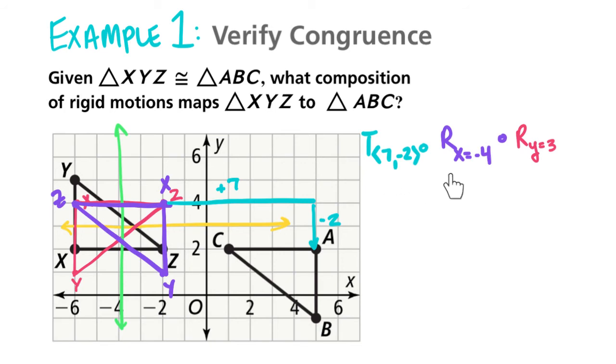So this would be one possible composition of rigid motions that would map triangle XYZ to triangle ABC. I guess I didn't draw it out here. Let's go ahead and draw how that ends up right there on top, with Z being there, X being there, and Y being right there.